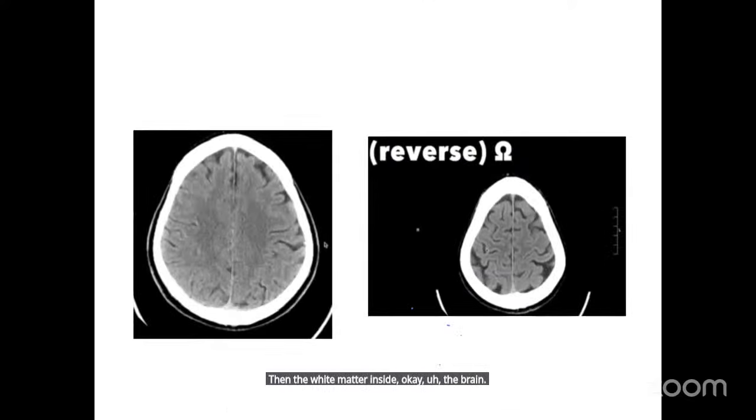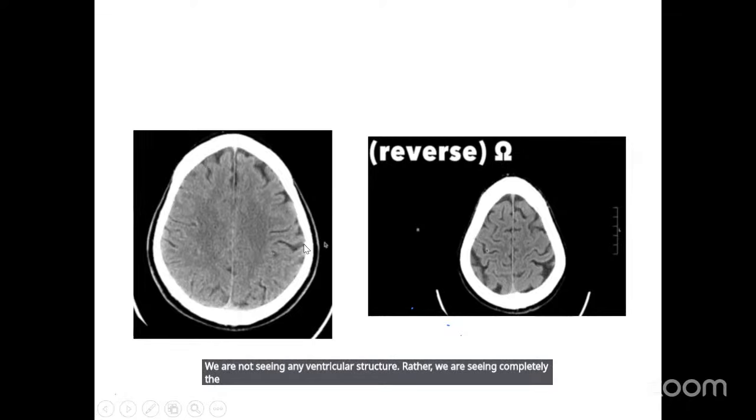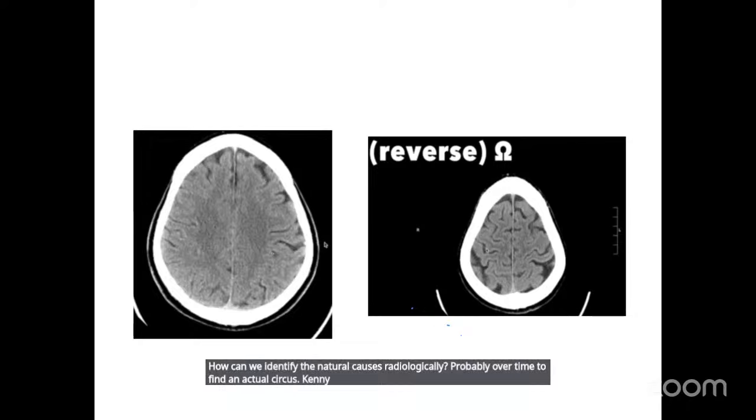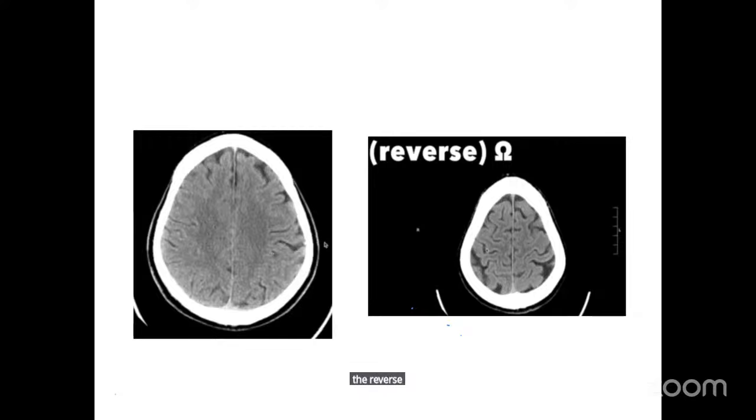Now, here we are going towards the vertex of the brain. We are not seeing any ventricular structure. Rather, we are seeing completely the interhemispheric structure. However, we will be able to appreciate the central sulcus. How can we identify the central sulcus radiologically? We identify it by using the reverse omega sign. The reverse omega sign is a sign in which, look at it here, it's more classical here.